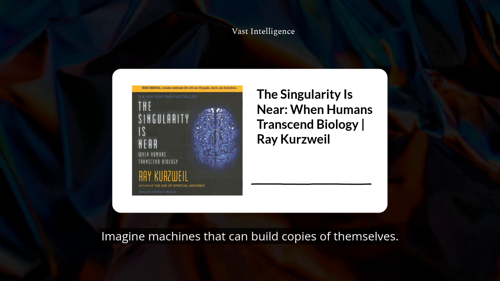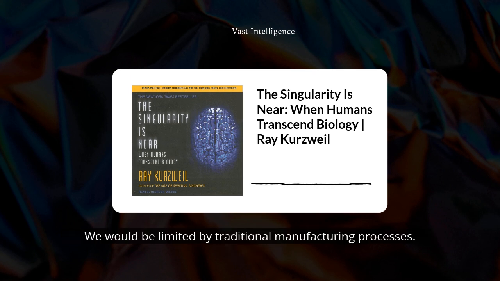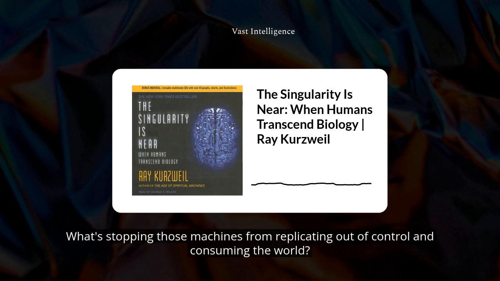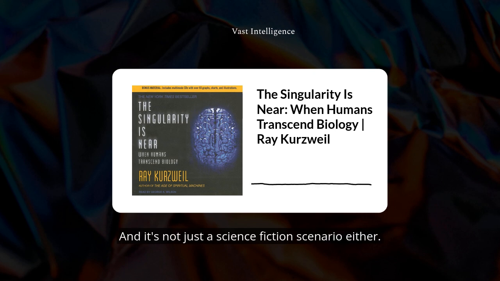Imagine machines that can build copies of themselves. That means production could become exponentially faster and more efficient. Wow. We wouldn't be limited by traditional manufacturing processes. But wouldn't that be incredibly dangerous? What's stopping those machines from replicating out of control and consuming the world? It's a valid concern, and it's not just a science fiction scenario either.